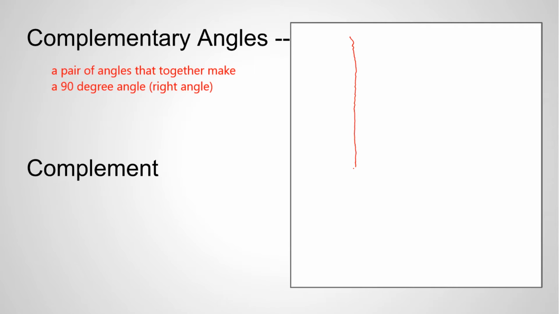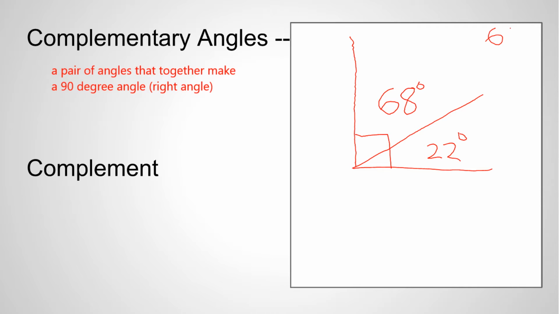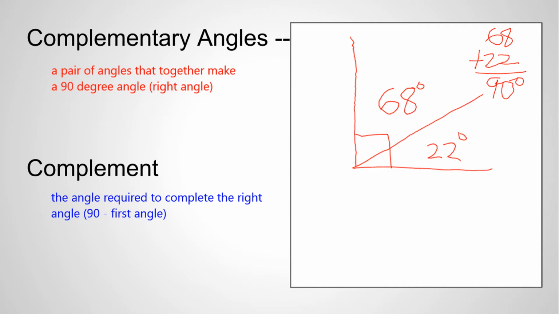These are a pair of angles that together at the same time will make a 90-degree angle, a right angle. So an example is if we have one that is, say, 22 degrees, the complement of that would be one that is 68 degrees, because when we add them together, the 68 plus the 22 will give us a 90-degree angle. And so our complement is simply the angle that is required to complete the right angle.